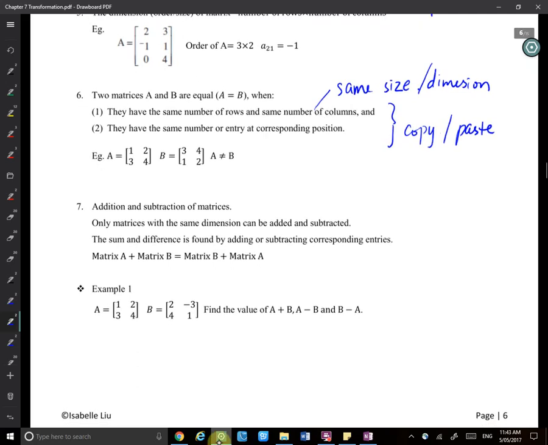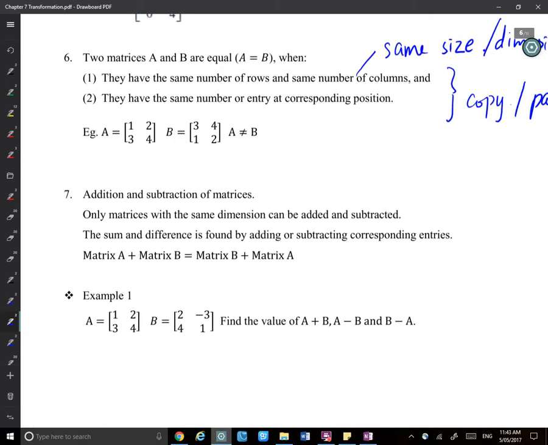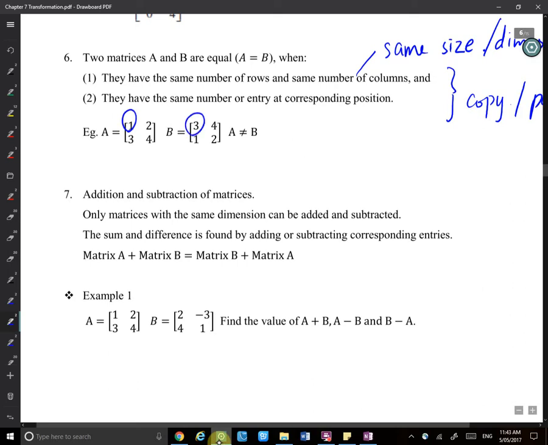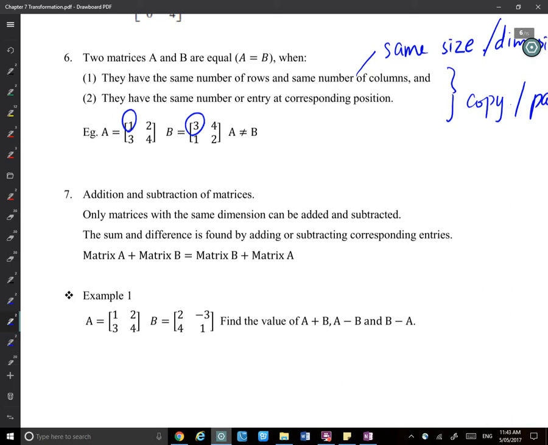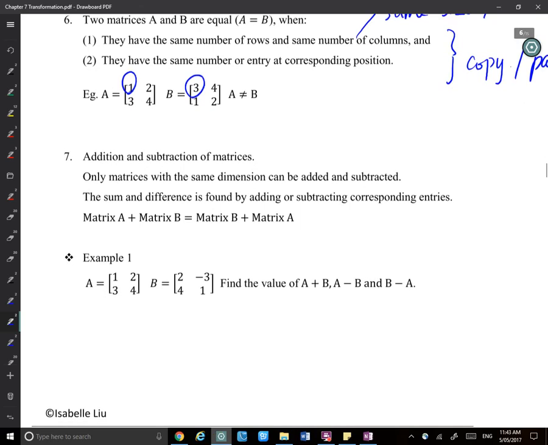For example, let's see A and B. A and B have the same dimension. They are both 2 times 2 matrices. But at row 1, column 1, you have 1 here, and at row 1, column 1, you have 3 here. They are not the same matrix. The corresponding position doesn't have the same number, even though you have 1, 2, 3, 4 and 1, 2, 3, 4, they are not at the corresponding positions. They are not equal matrices.